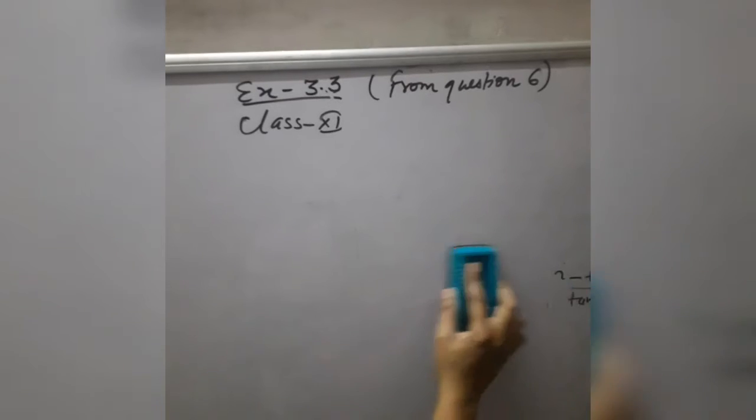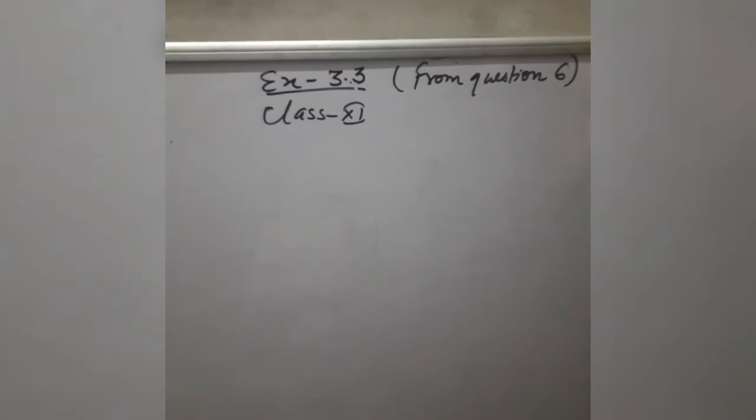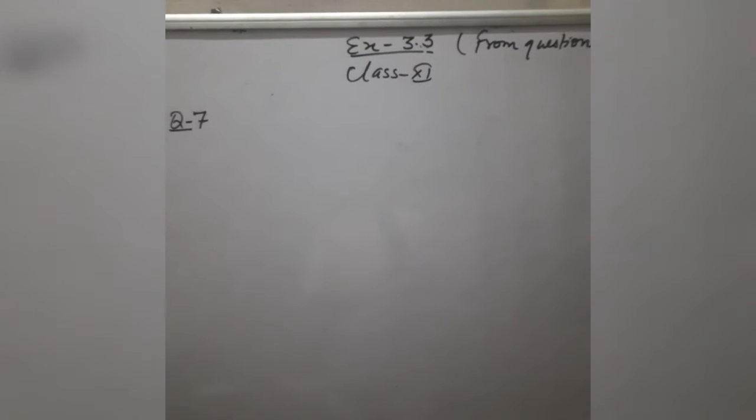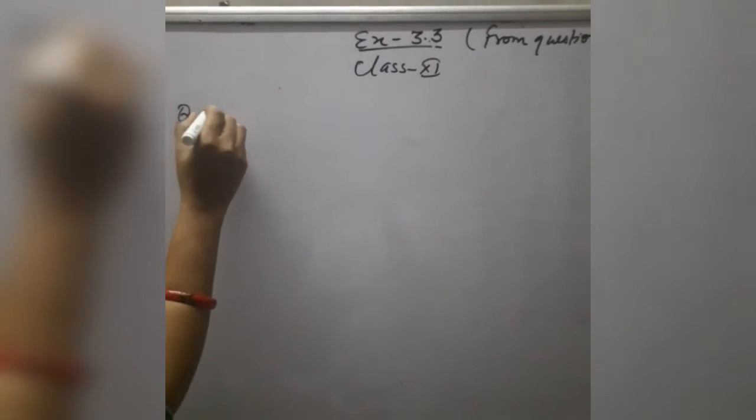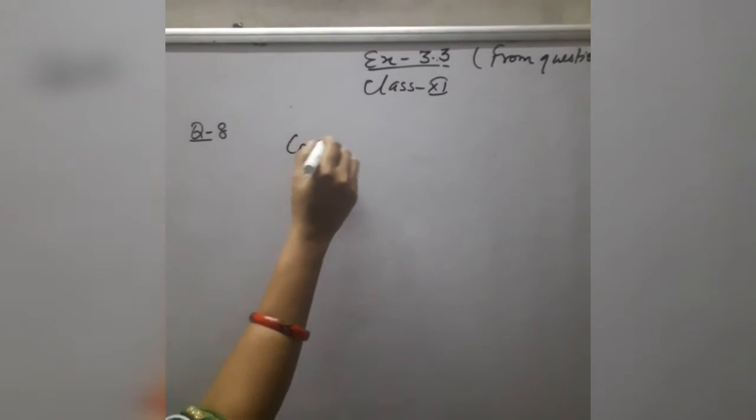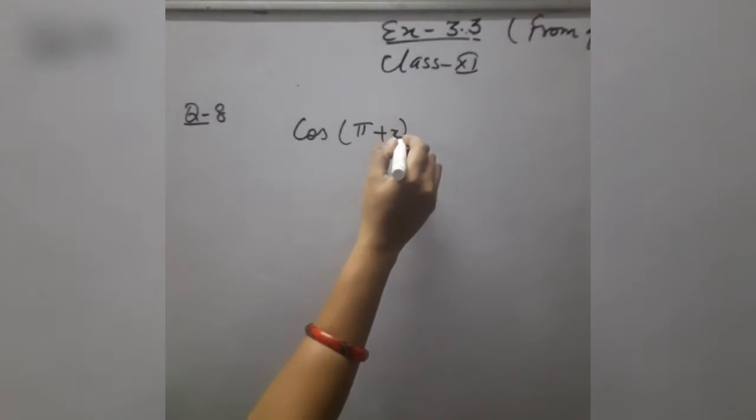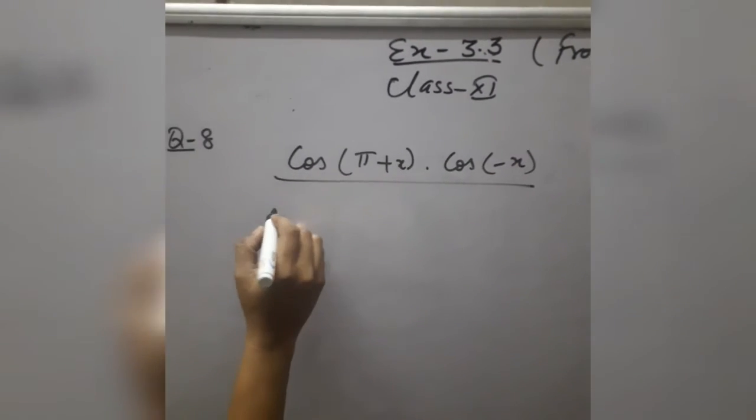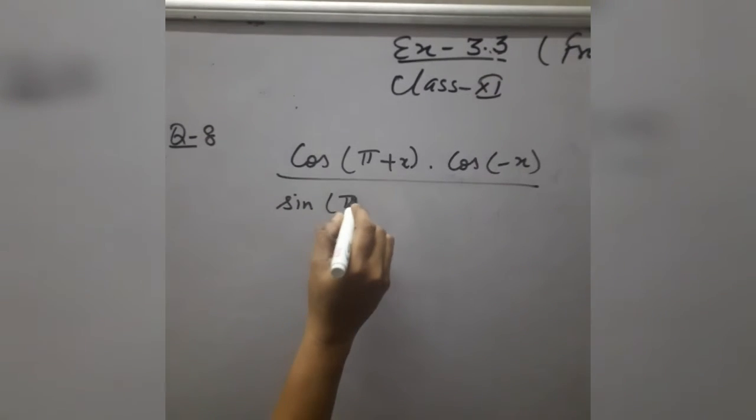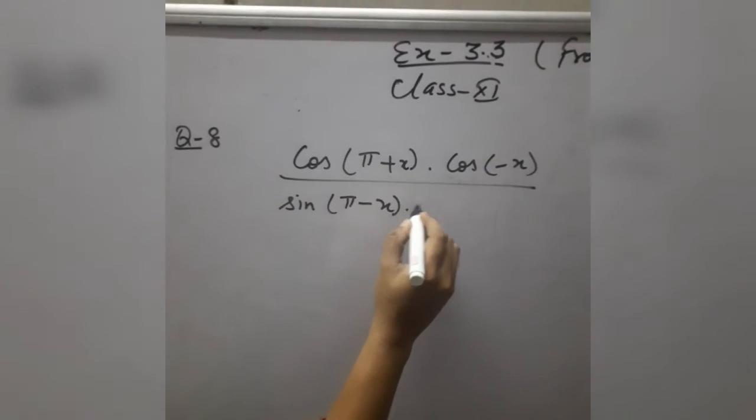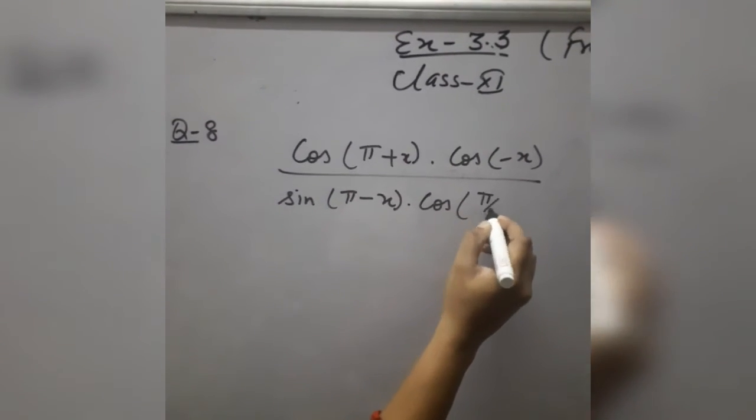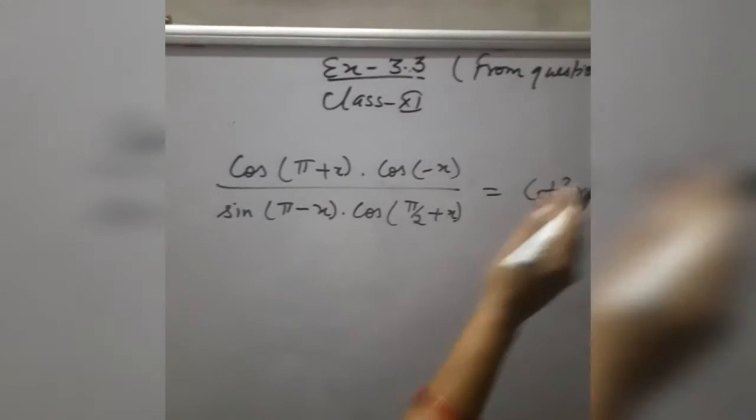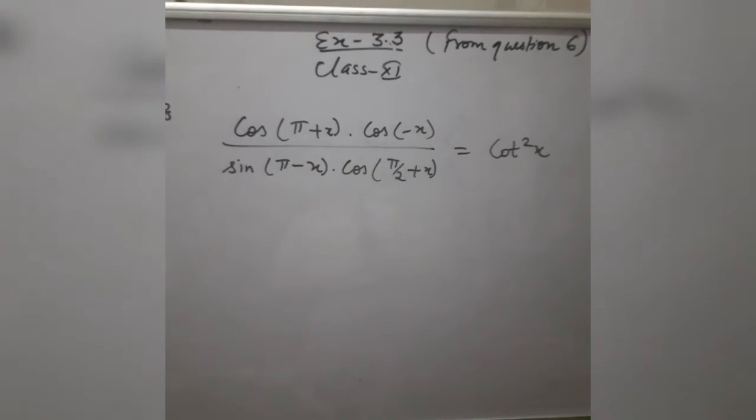Again and again I am telling you, learn all the formulas related to this exercise, then only you will be able to complete this exercise. Now see question number 8. Cos(pi plus x) into cos(minus x) divided by sine(pi minus x) into cos(pi by 2 plus x). Prove that this complete result is equal to cot square x.